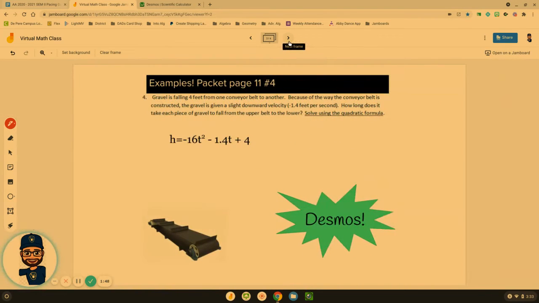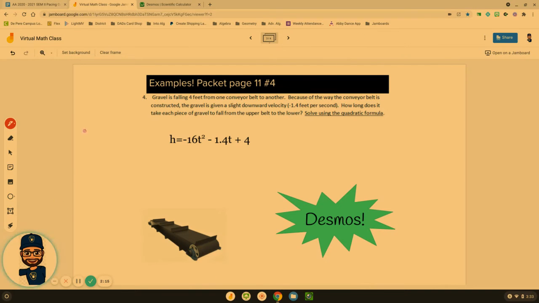So here's example 1. I'm on page 11, number 4 from your packet. Gravel is falling 4 feet from one conveyor belt to another. Because of the way the conveyor belt is constructed, the gravel is given a slight downward velocity. It's going down at negative 1.4 feet per second. How long does it take each piece of gravel to fall from the upper belt to the lower belt? Basically, we're solving this using the quadratic formula.